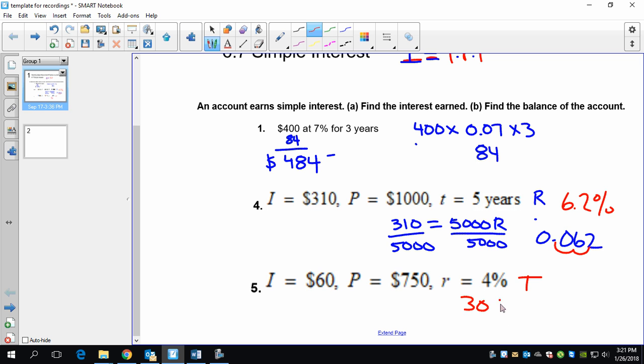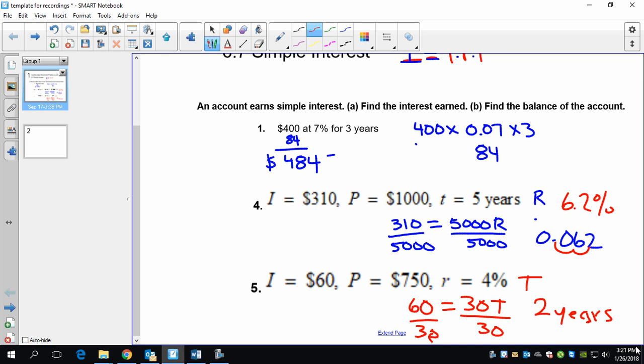So now I have 30t, and that's going to be equal to 60. So in order to get the t by itself, I'm going to have to divide by 30 on each side. So 60 divided by 30 is going to give me my answer of 2 years. So my time would be 2 years.